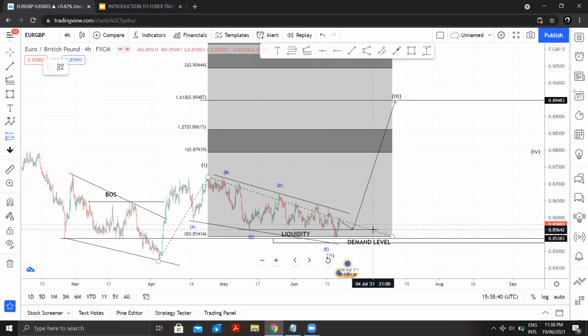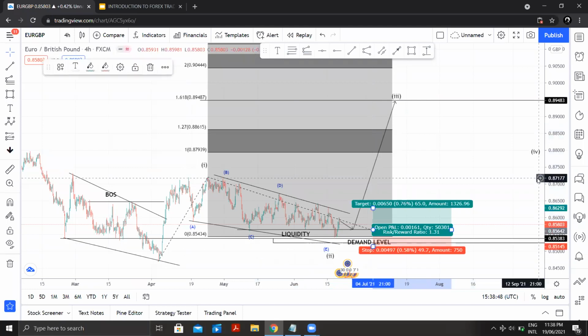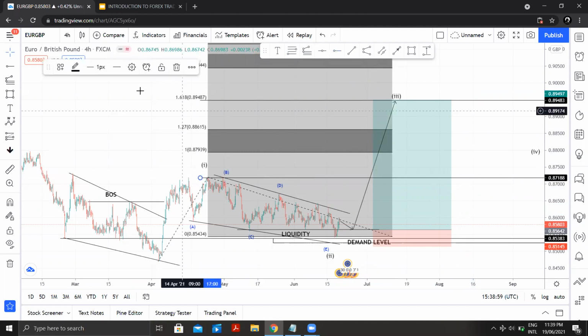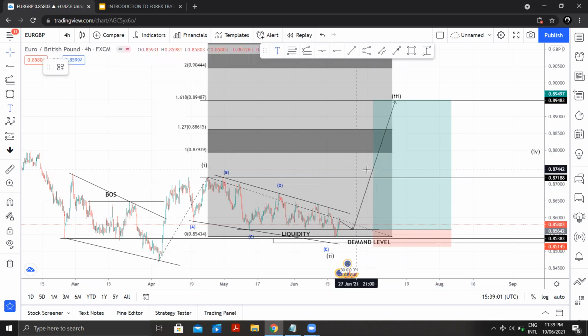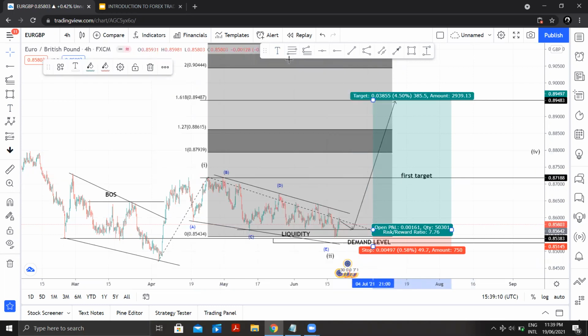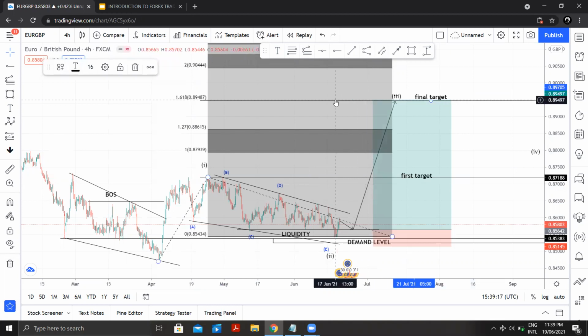So we buying from this level, and your stop loss will be above the liquidity. And this demand zone, for you to have a very small stop loss, then this is your reward. Your reward is here. Your first take profit level will be the previous high, which is the wave one, the high of the wave one, the previous high. This is the first target. And this is the final target to look at next week.